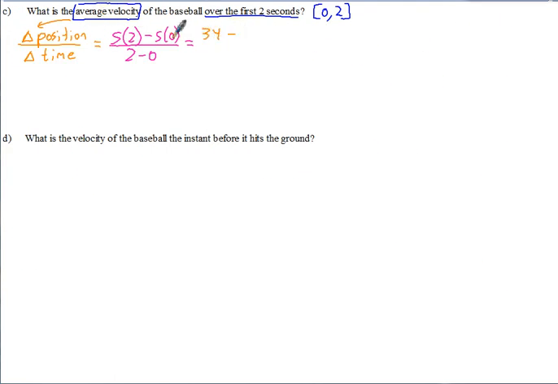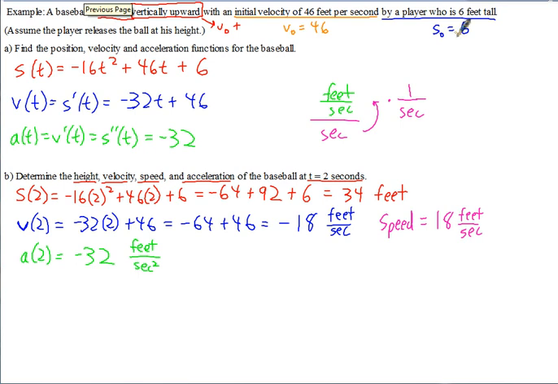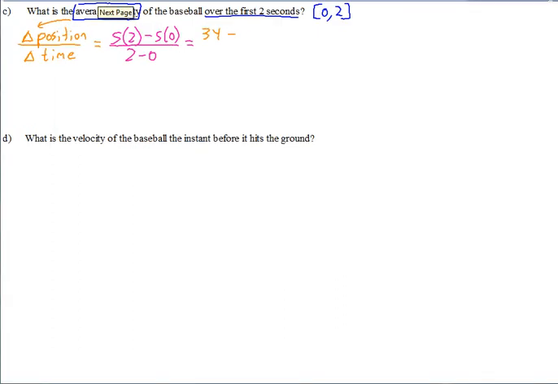34 minus S of 0, that's the initial position. You can either look right here, the initial position was 6, or if you plug in 0 in the position function, you can see that wipes out everything but the 6. So S of 0 is 6. Divided by 2 minus 0, which is 2. So we get 28 divided by 2, which is 14.